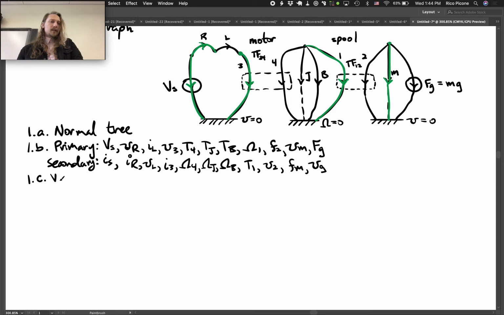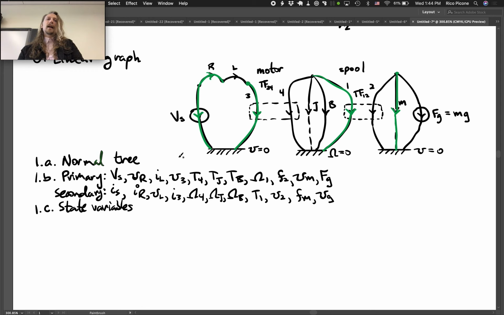State variables, right? We've got to look for A-type branches. I see one A-type branch, it's M, so its cross variable is a state variable, VM. I see one T-type link, it's L, and its through variable, IL, is a state variable. Now we're to the vectors. What order is the system?